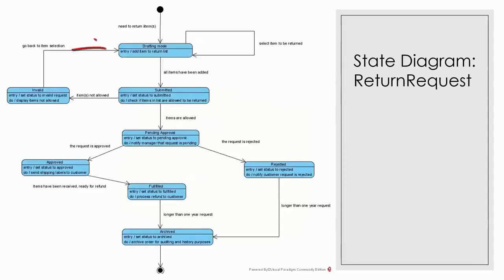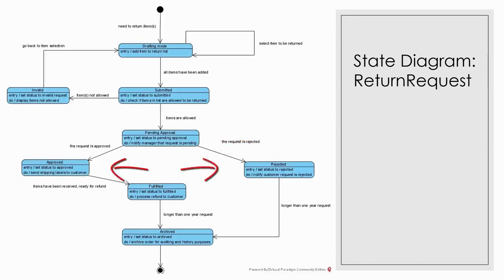It first enters in drafting mode, which is where the customer is adding items to be returned. The request then moves to a submitted state, in which it's verified against the return policy. If the items are not allowed to be returned, then it goes to an invalid state. However, if the items are allowed, it goes to a state of pending approval, where the manager gets notified to review it. The request can then go to either approved or rejected state.